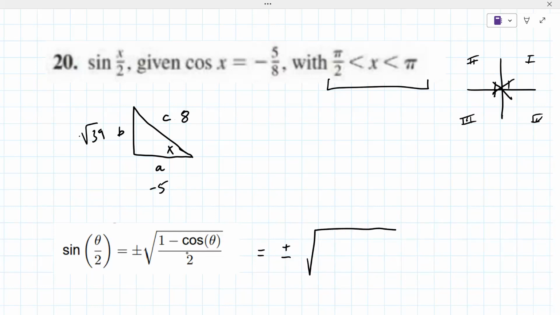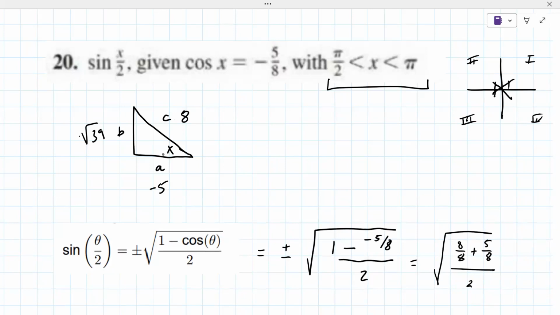So you already have the cosine value. The cosine of x is -5/8, like that. You didn't have to draw the triangle, but that's an important thing to do because you might get problems that are more complicated than the triangle. So is that okay? Yeah. All right. So you got to simplify inside there. So it's 1 plus 5/8. 1 is really 8/8 plus 5/8 over 2. This ends up being the square root of 11/16, and we'll reduce that in a moment.